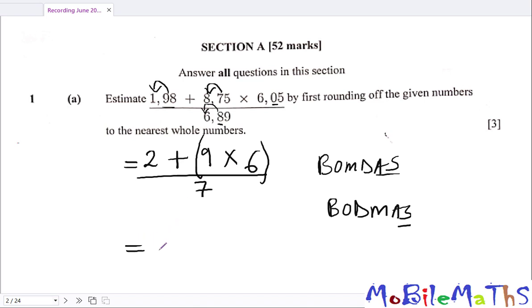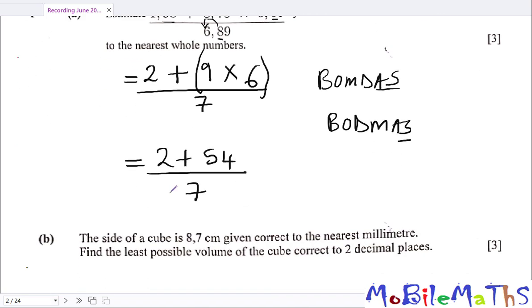So multiplying, I'll get 2 plus 9 times 6, I get 54. So I have 54 here divided by a 7. Now simplifying, 2 plus 54, that's 56. Then 56 divided by 7, we get ourselves an 8. So that's our final answer there.